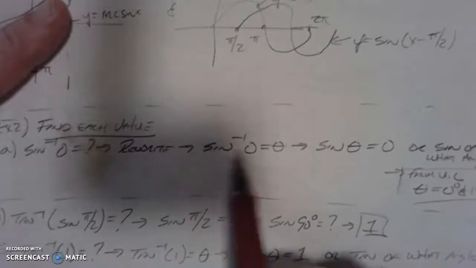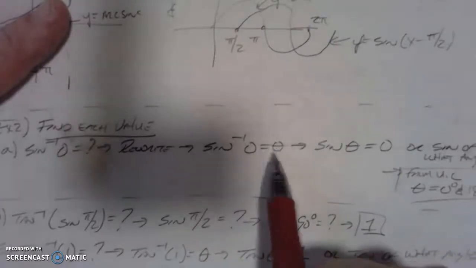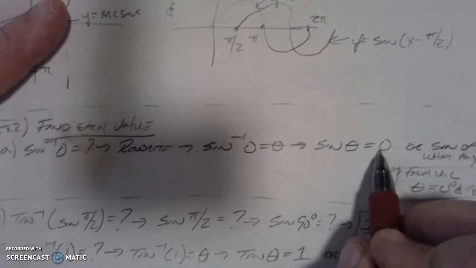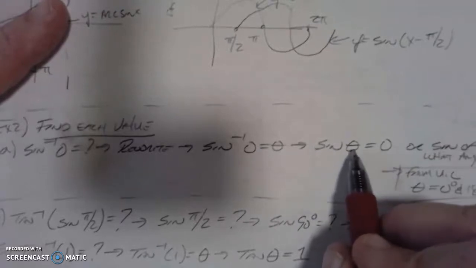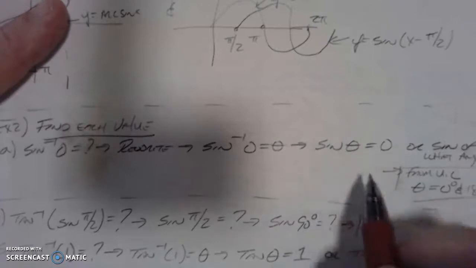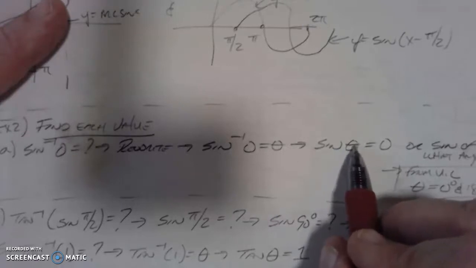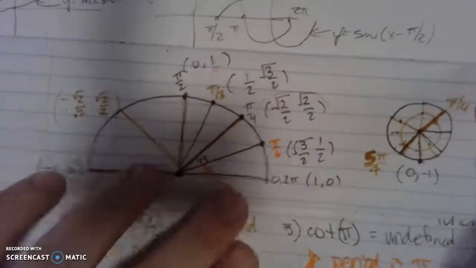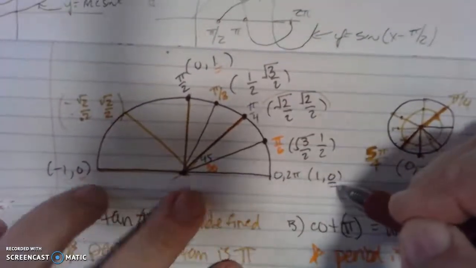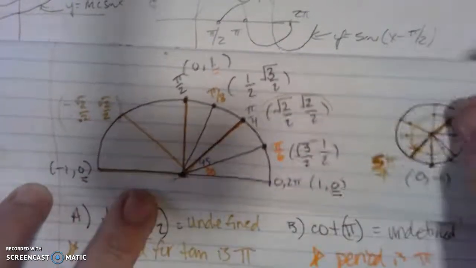How do I find inverse sine of 0? Again, we're going to rewrite it. Inverse sine of 0 equals some theta that we don't know. So we're going to change it to sine of theta equals 0. Basically, we're asking ourselves, at what value or what degree will sine be 0? We know from the unit circle, and I'll get out my handy dandy unit circle, that sine is 0 right here at 0 or at 180 degrees. All right, so 0 and 180.